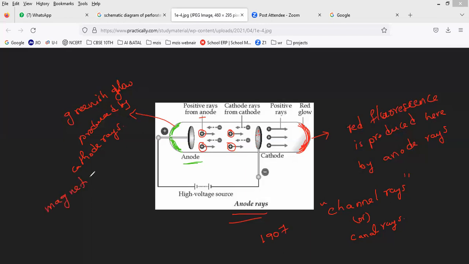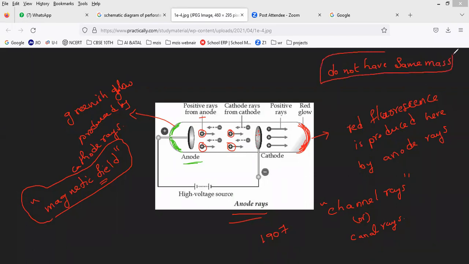You will study this in class 11: when these rays are treated under a magnetic field, that is how the properties of anode rays were found. In that experiment, with a strong magnetic field, it was revealed that all the particles of anode rays do not have the same mass. Different particles have different mass. That is what was found.